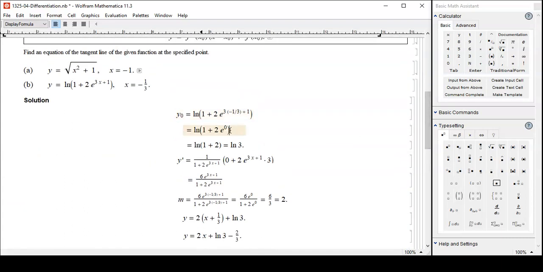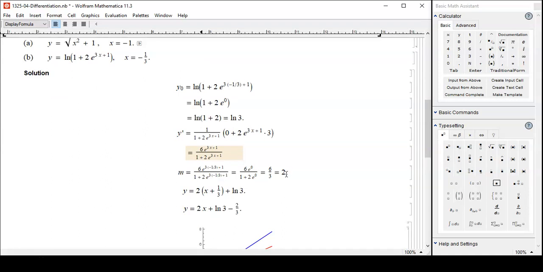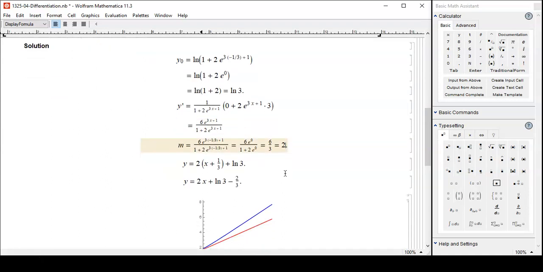Straight up plugging in, and we get log of 3. That's your y0 value. Now the derivative, okay, we have this thing going to the denominator, and then multiply the derivative of the inside. So we get this over that. Alright, and then plug in the numbers and do your simplification. You get m equals 2. That's the slope. In the end, we get this point-slope equation of the line.